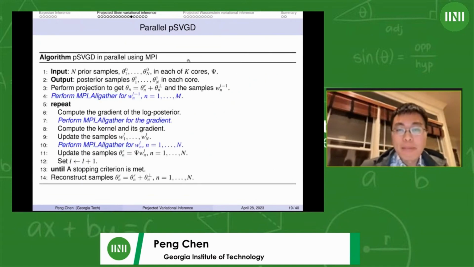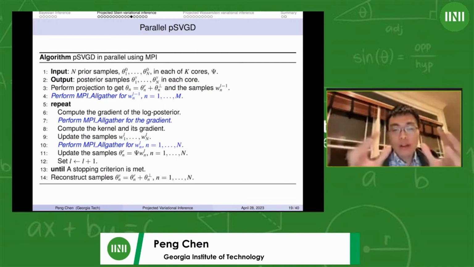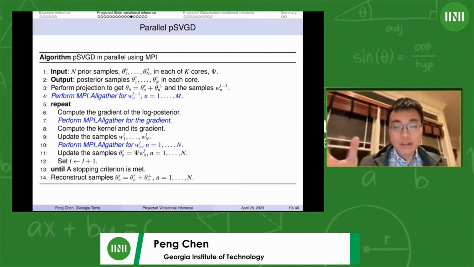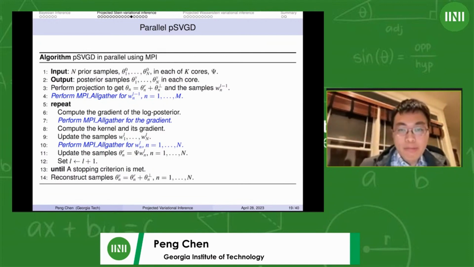We also implemented a parallel version of this Stein variational gradient descent. Essentially, imagine you have many particles, right? You can allocate all these particles equally to different cores of your computing facilities, and then you can perform the communication of all this information in the coefficient space. And so essentially, this parallel projected version becomes much more efficient in the communication.